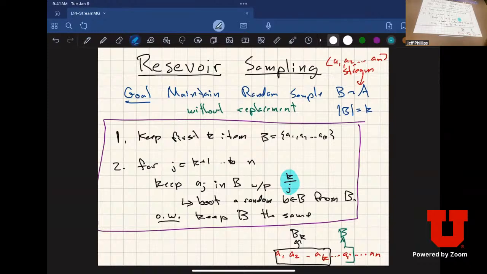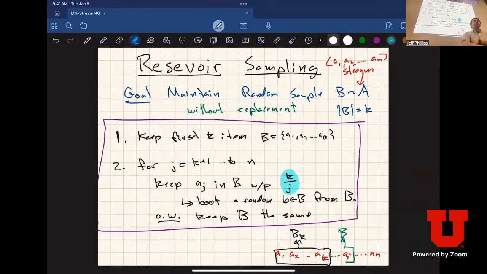And the amazing thing about this is you can show that even though I'm booting them out at random, at the end I can guarantee everything in the stream is in the reservoir at the right probability. Everything is in the reservoir at exactly k over n after the nth point in the stream.